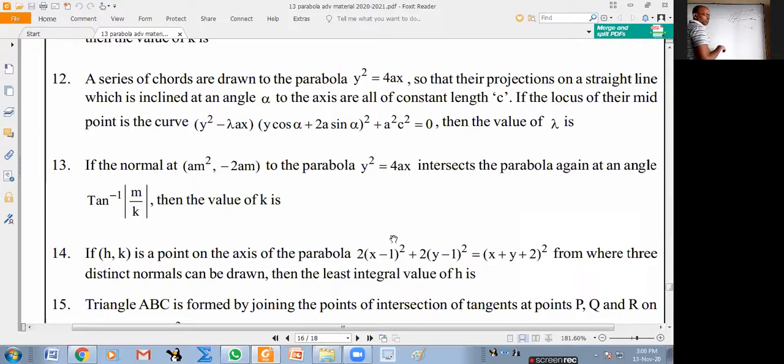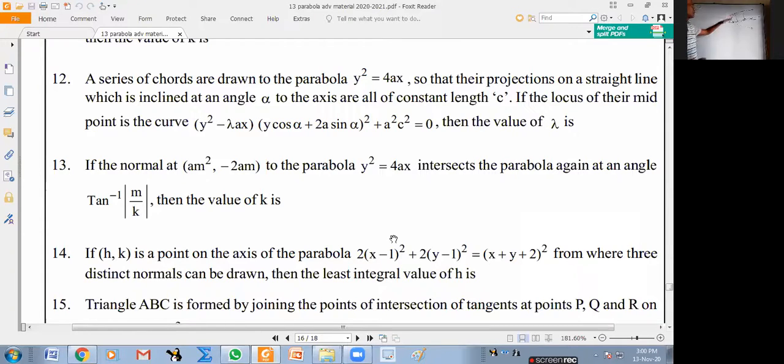No, all chords are not parallel. Sorry. There's a chord like this. When you find the projection on this, that length is c. Maybe another chord was somewhat like this. Let's say another chord is here. When you find the projection of that, that length is also c.